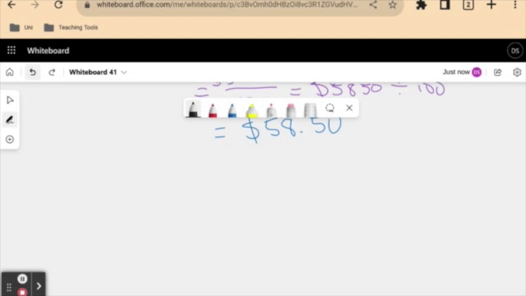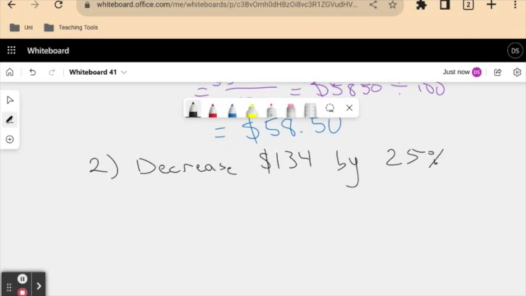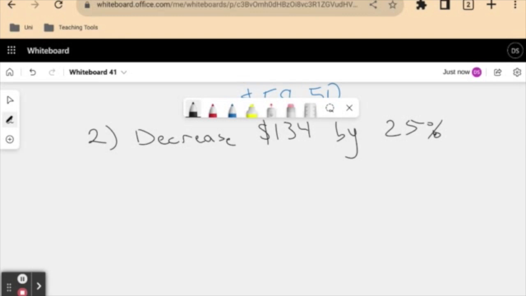Now, let's look at decreasing by a given percentage. And what I'm going to do, I'm going to do it both ways again. But in question 2, I'm going to decrease, let's do this one, $134 by 25%. Now, because I'm conscious of time, I'll work through this a little bit quicker now that you've got the intuitive conceptual ideas from the previous example.